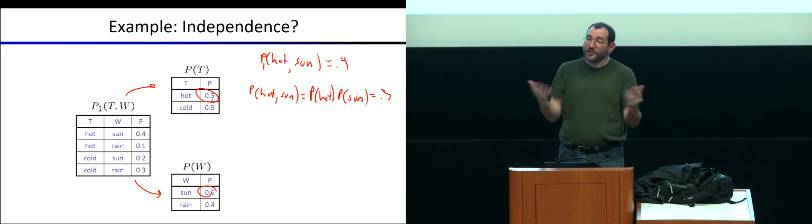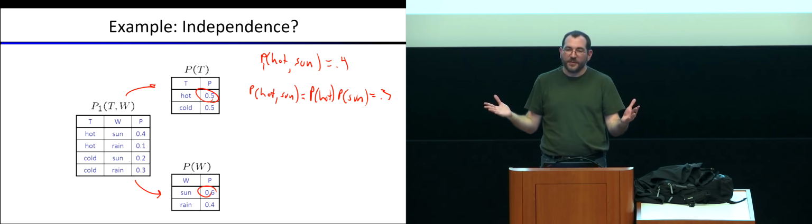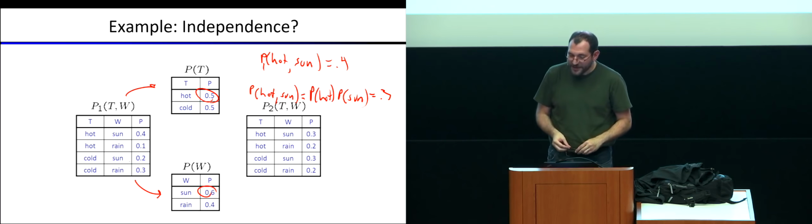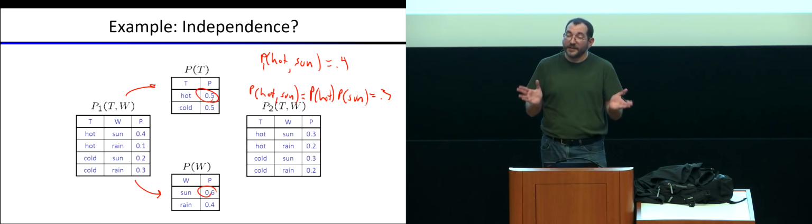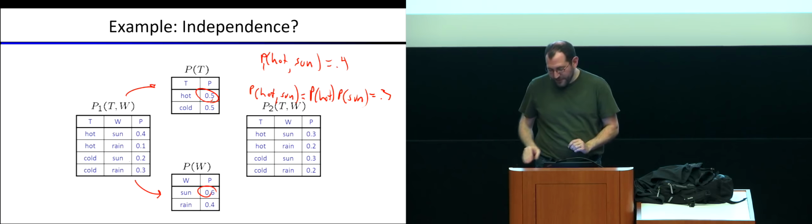And in general, things aren't independent. If I grab an arbitrary probability distribution over some variables, things won't be independent. Only a simple subset of them are. For example, here's P2. In this one, P of hot, sun is 0.3, and if you check all the other entries, you'll see that that definition of independence holds. The product of the marginals is equal to the joint for all of those different outcomes.